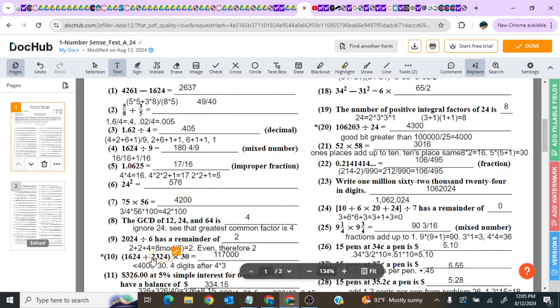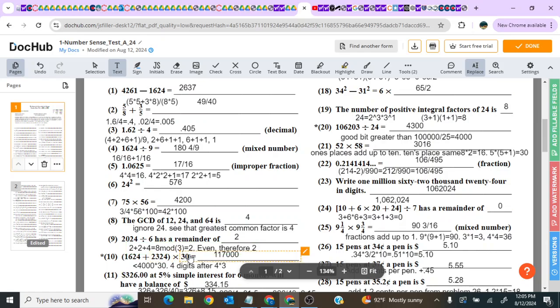2024 divided by 6 has a remainder of what? Well, you have to do two things. 6 is divisible by 3 and 2, so you have to find the remainder of the number when divided by both, and then see what that results in. So remainder when divided by 3 means you add up all the digits and take that remainder when that's divided by 3. So 2 plus 2 plus 4 equals 8. 8 mod 3, or remainder, is 2.